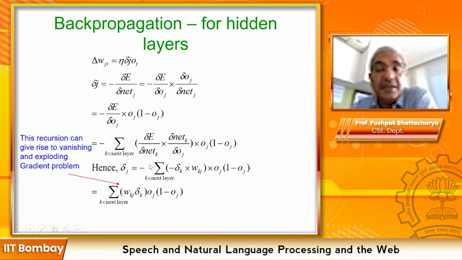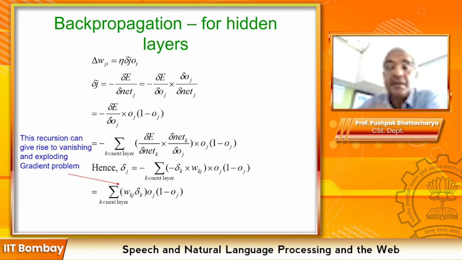Now delta E by delta net K is again nothing but delta K, which is the error function at the kth layer, and delta net K by delta Oj is nothing but Wkj, because net K is a function of Oj multiplied by the connection weight Wkj. So notice that you now have a recursive expression in terms of delta again. So delta J is a function of delta K, and delta K is nothing but the next higher layer's quantity.